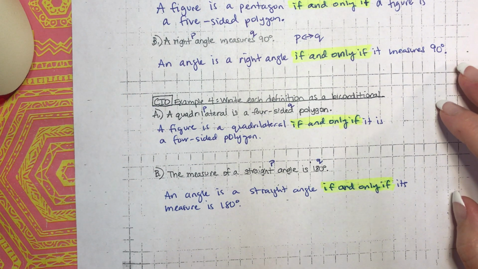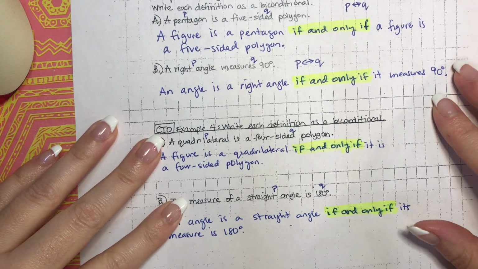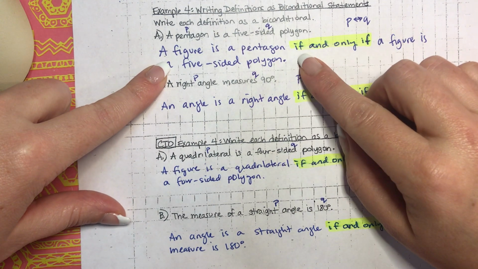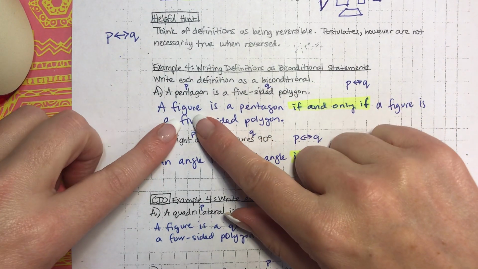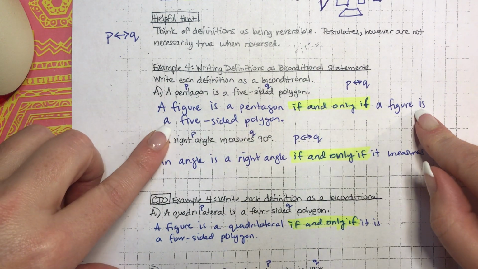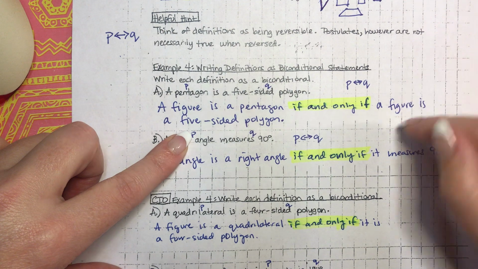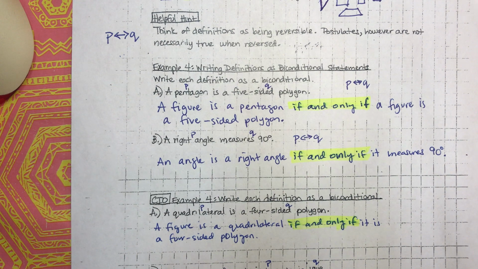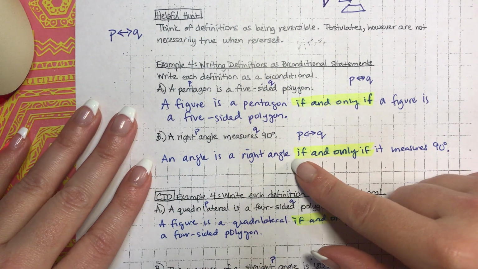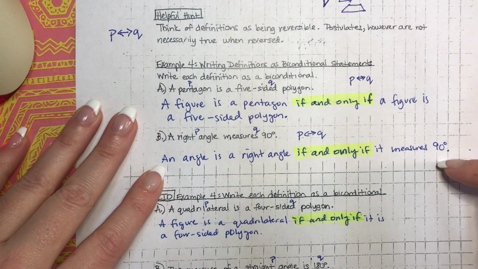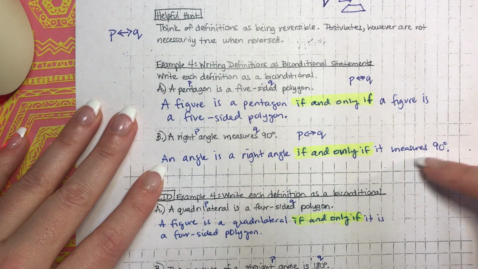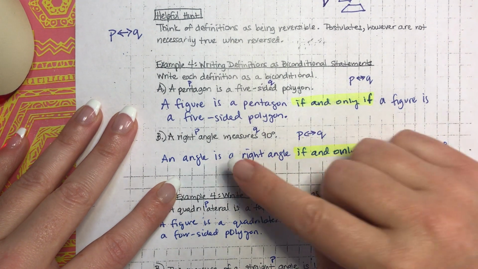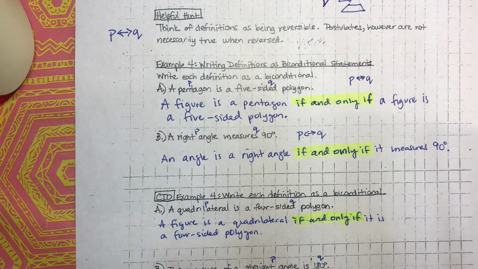And remember what we talked about before. These definitions are reversible. Let's start back here and let's reverse them and see if they make sense. A figure is a pentagon if and only if a figure is a five-sided polygon. Okay, well, let's reverse it. A figure is a five-sided polygon if and only if it is a pentagon. Well, yeah, they're both true, right? How about this one? An angle is a right angle if and only if it measures 90 degrees. Let's reverse it. An angle measures 90 degrees if and only if it is a right angle. And the reverse is true as well.